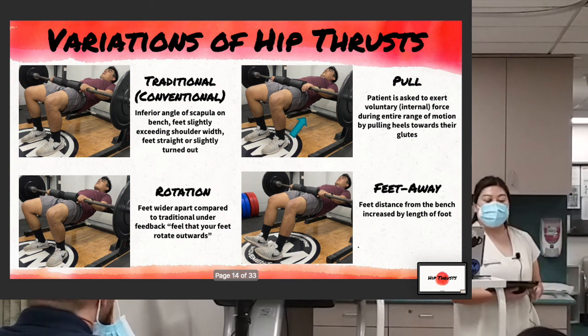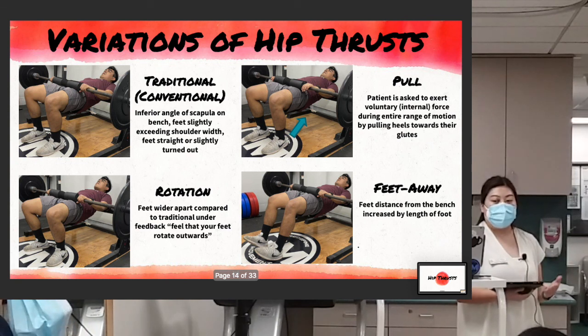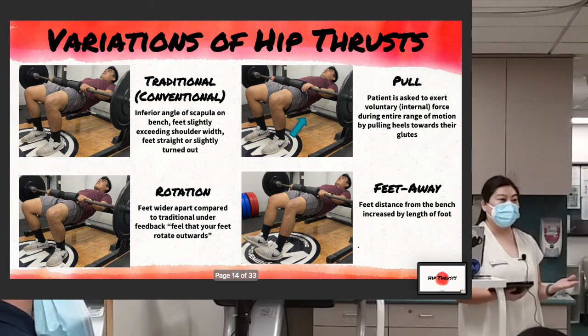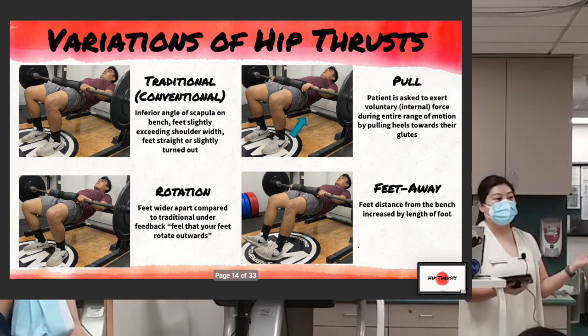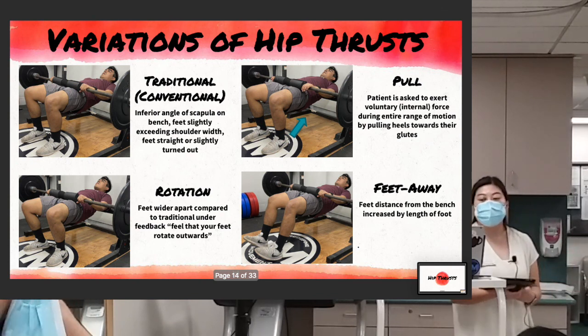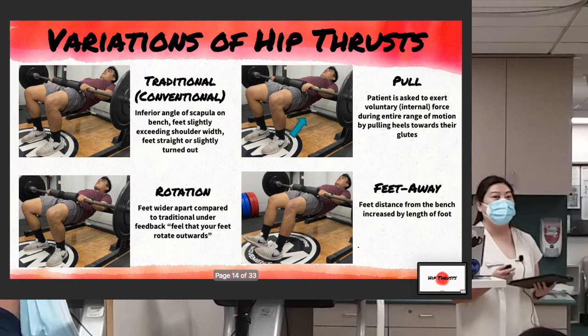And then for rotation, the back is going to be the same as the traditional, but their feet are going to be wider apart. And then through the feedback of feeling that your feet are rotating outwards, they're going to be allowed to move their toes out during the motion or start with their feet already outward. And then the last is feet away, where the feet distance from the bench is going to be increased by the length of a foot.